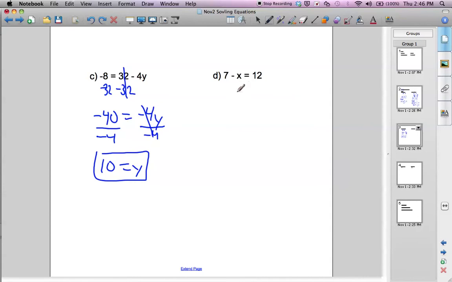Next equation, we want to isolate x again. We're going to subtract 7 from both sides of the equation, and we got negative x equals 5.